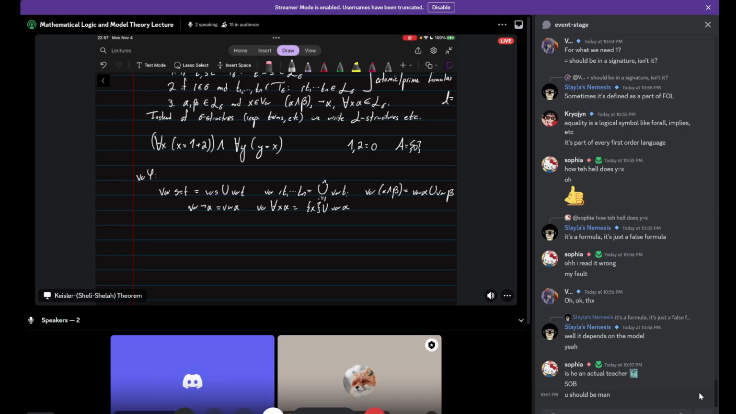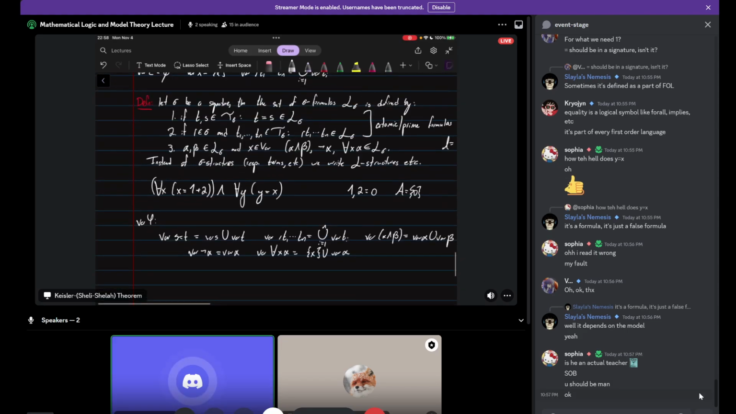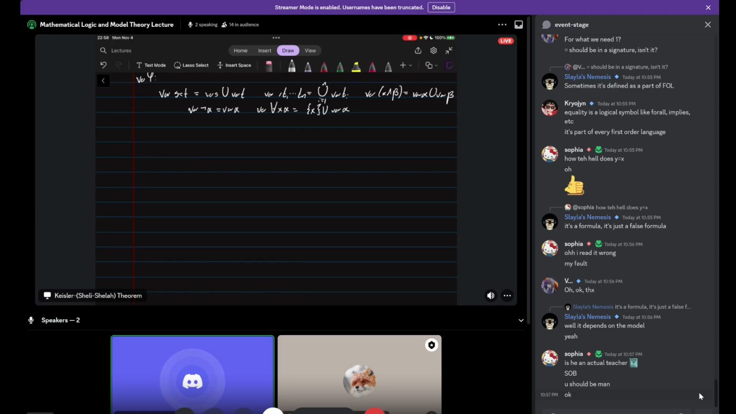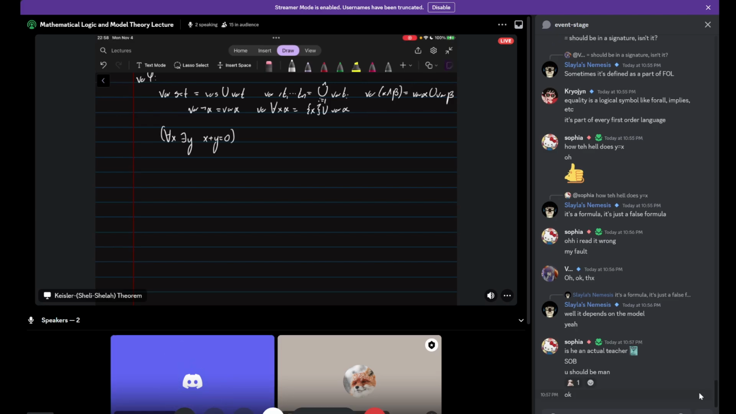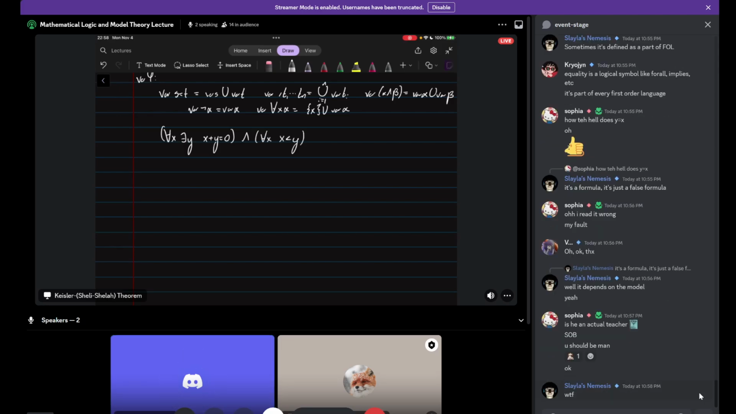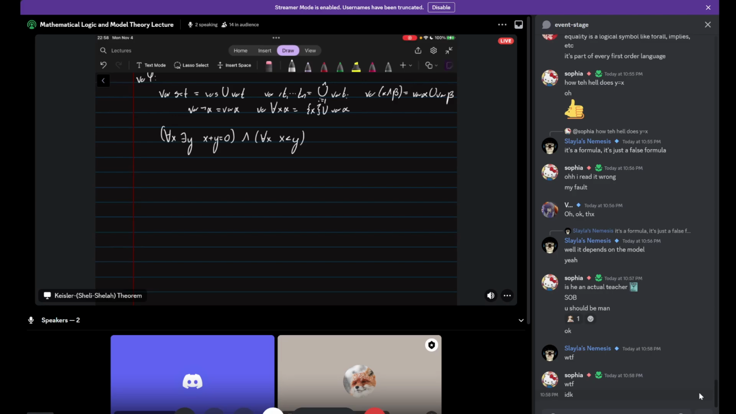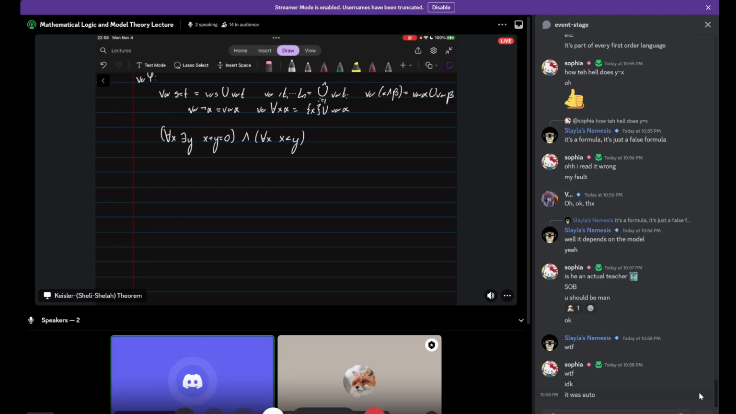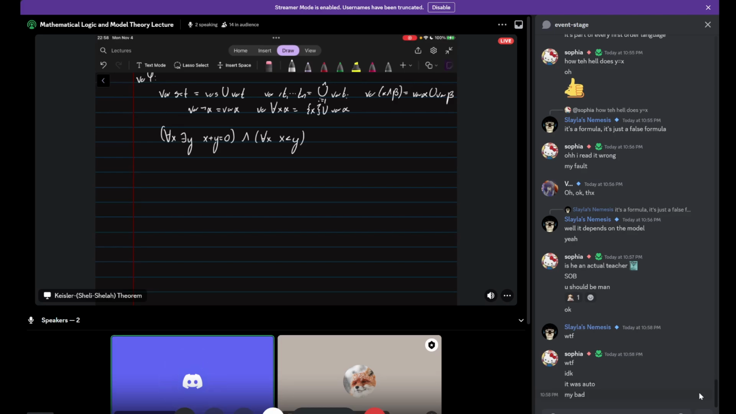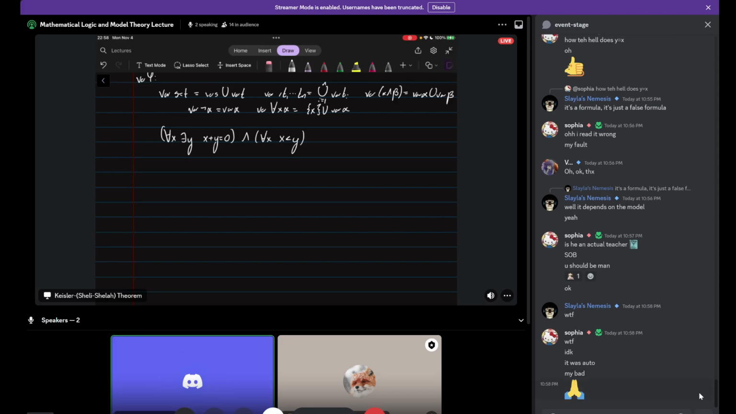Okay. So let's take a look at a specific formula. Let's take a look at an interesting formula, which isn't obvious. So here, let's look at for all x, there exists y such that x plus y is equal to 0, and for all x, x is less than y. So here, for example, we have two variables, right? We have x and y.